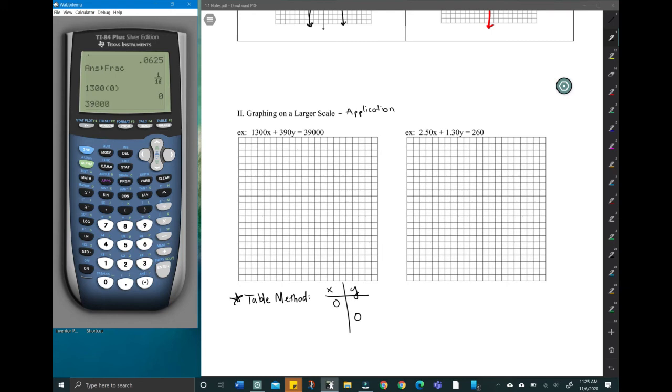Oops, I forgot the division. Which is 100. On the other side, I'm putting 0 in for y, so that's going to cancel, and I do 39,000 divided by 1,300. So you can kind of get the trick of it once you practice more.